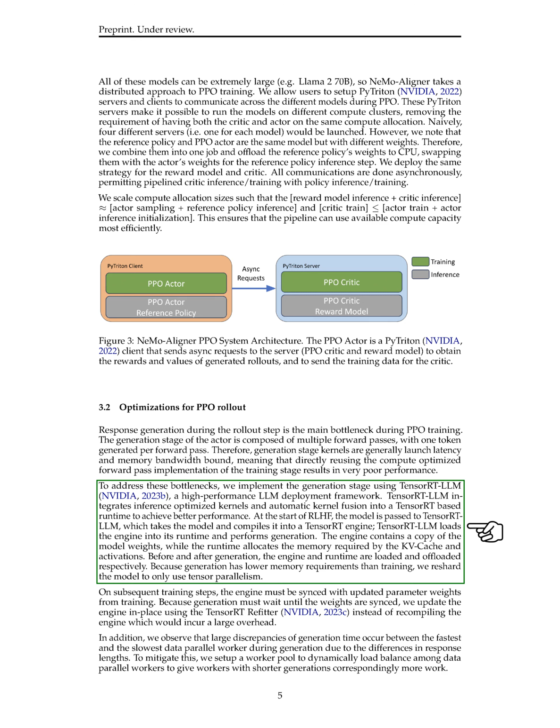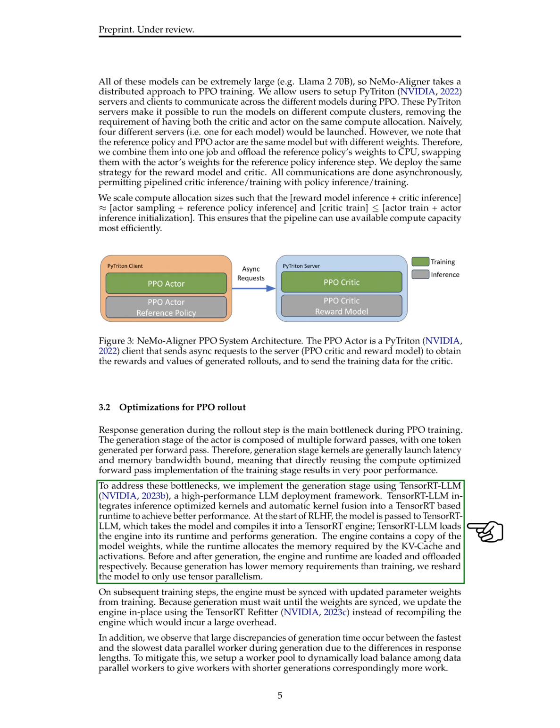To tackle this issue, we used TensorRT-LLM, a high-performance deployment framework, for the generation stage. TensorRT-LLM optimizes inference kernels and fuses them into a TensorRT-based runtime for better performance. At the beginning of RLHF, the model is passed to TensorRT-LLM, which compiles it into a TensorRT engine. This engine contains model weights, while the runtime allocates memory for KV cache and activations. Before and after generation, the engine and runtime are loaded and offloaded respectively.